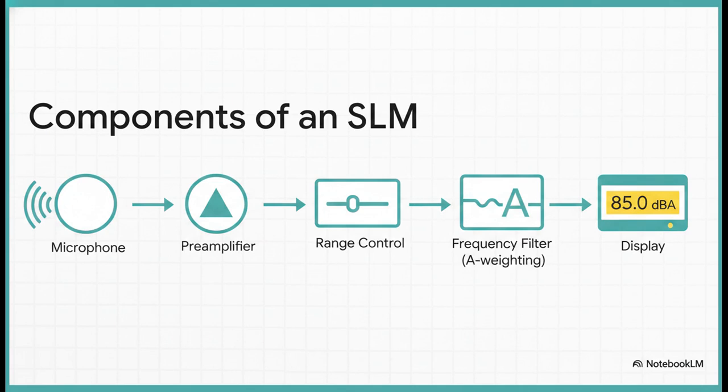Once we're calibrated, we bring out the real workhorse of acoustic measurement, the sound level meter, or SLM. Let's look at the components. It all starts with the microphone, which acts as a transducer, and that's just a fancy way of saying it detects physical sound pressure waves in the air and converts them into a measurable electrical signal. That signal then gets boosted by a preamplifier, refined by a range control, and passed through a frequency filter. Usually we use what's called an A-weighting filter because it mimics how the human ear actually hears different frequencies. Finally, it spits out a nice, readable number on a digital display in decibels, or dBA.